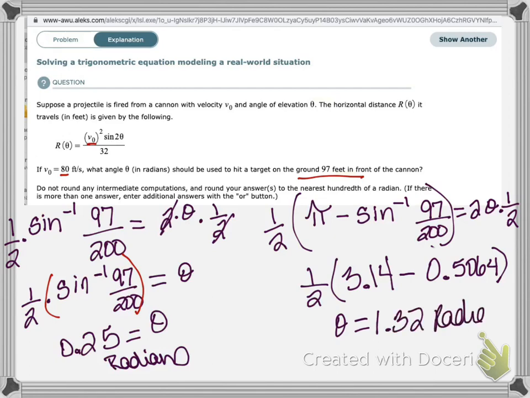So remember, when I'm talking about the inverse of sine, I'm just talking about a number. I'm talking about an angle measurement. So hopefully this one will get you started, and then I'll be back in a few minutes with another one.